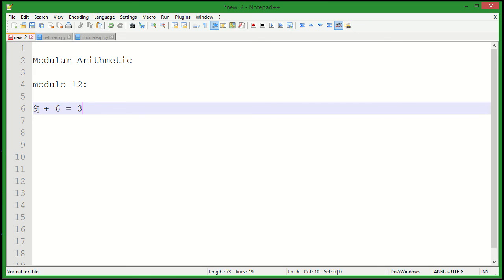And one way you can think about this is if it was 9 o'clock at night and you stayed awake for another 6 hours, then it would be 3 o'clock in the morning. Time, when you're using a 12-hour clock, is a system modulo 12. We have this looping effect where we add hours past 12 o'clock and we go back to lower numbers.